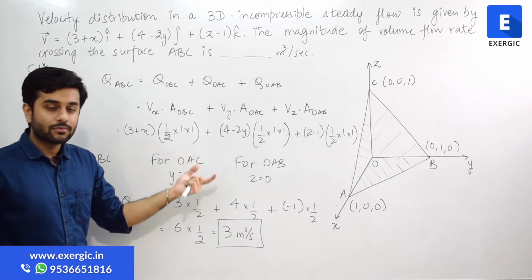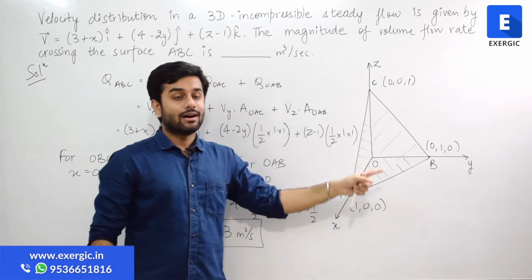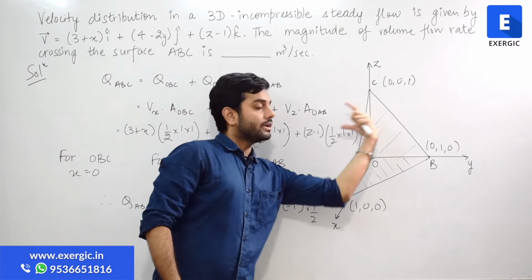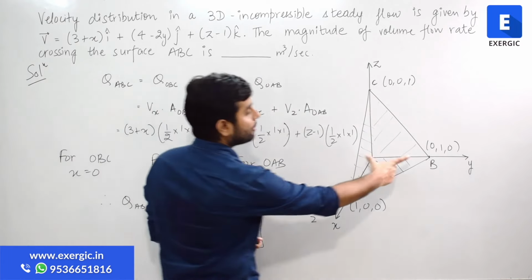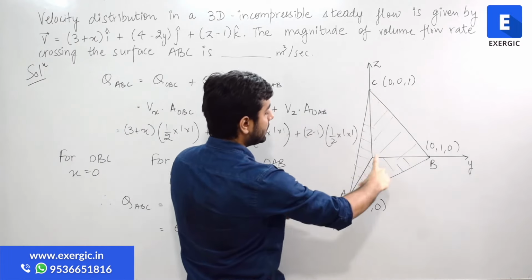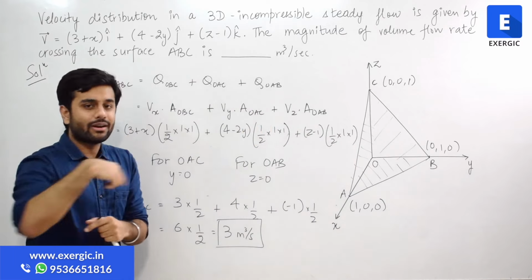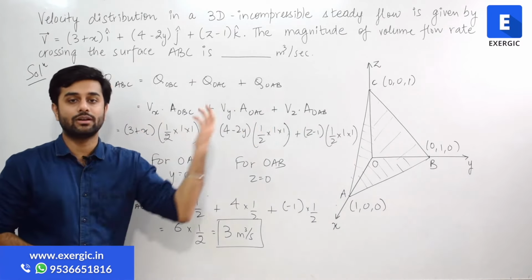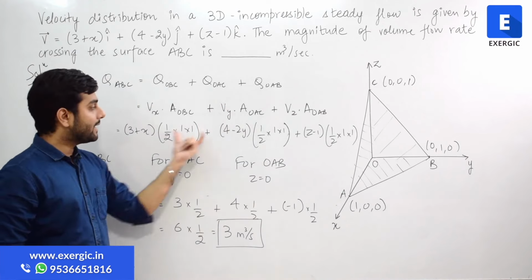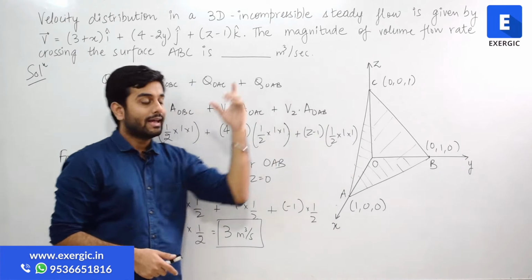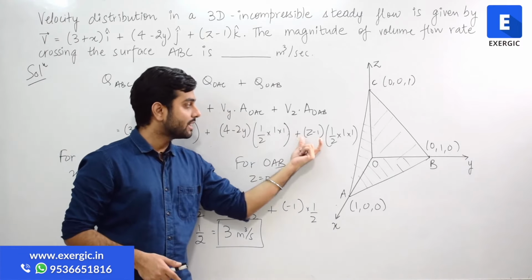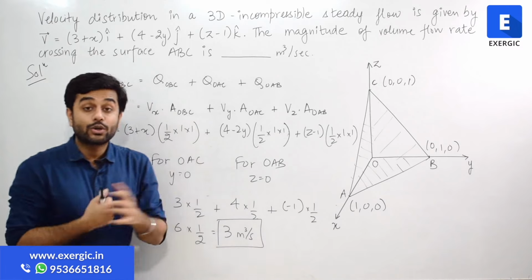Area: all three triangles are intersected at the same unit, 1 unit, 1 unit, 1 unit, right? So OB is 1 unit, OC is 1 unit, OA is 1 unit. Whatever triangle area you calculate will be half base times height. Base is 1, height is also 1, for all three of them, so the area will be half for all of them. And the components we already know: 3 plus x, 4 minus 2y is the y component, z minus 1 is the z component. Now what to do?